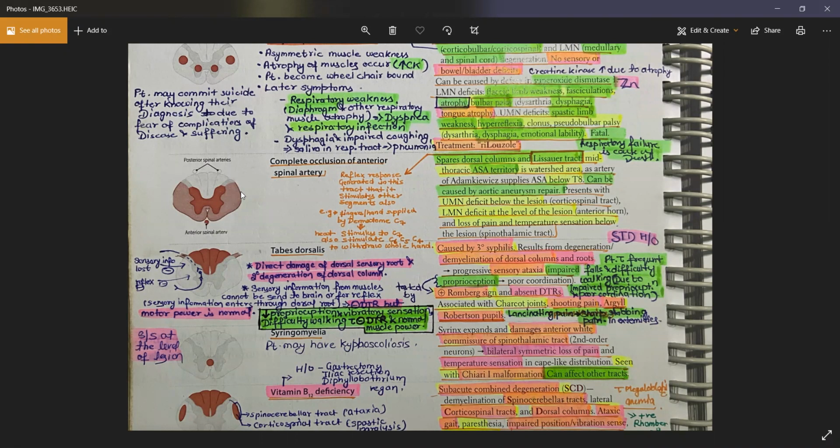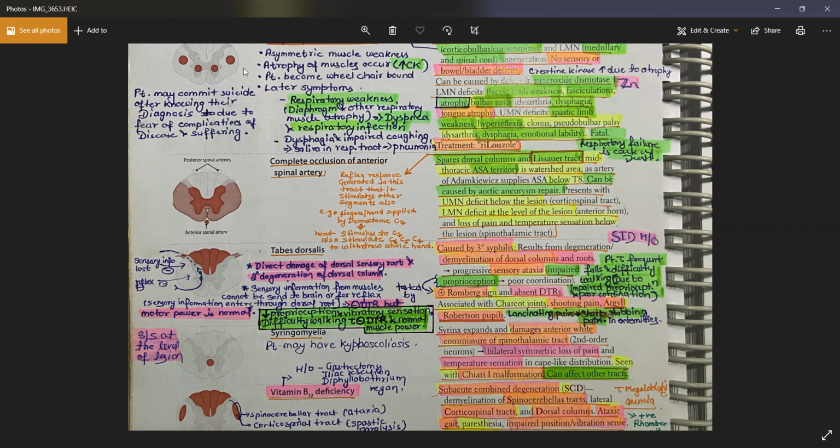symmetric. So if I want to differentiate it from ALS, because in both ALS and this ASA occlusion I'm having both upper motor neuron as well as lower motor neuron signs, the first thing will be symmetric versus asymmetric. These symptoms will be bilateral, but the symptoms should be unilateral in the case of ALS. The second thing is the presence of sensory symptoms. The pain and temperature loss will be there in ASA occlusion, but not in ALS.